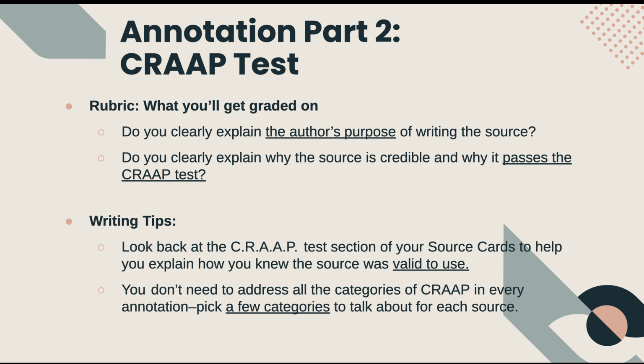Your main goal with this part of the annotation is to help explain how you knew the source was valid to use. And you don't need to address all the categories of CRAAP in every annotation that you write. Maybe there's just a few categories to talk about for each one. Maybe the author of one source was really interesting to you because, oh, this guy was a doctor. Like, that's how I knew this source was so good. Or, wow, this article just came out a month ago, so I know that it is definitely current and up to date. Maybe just whatever categories are the most standout for that particular source.